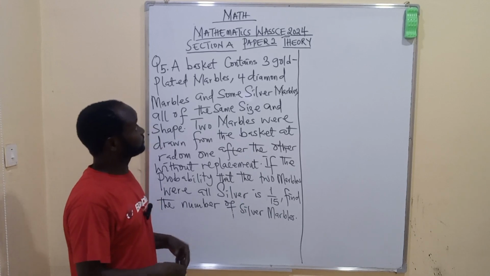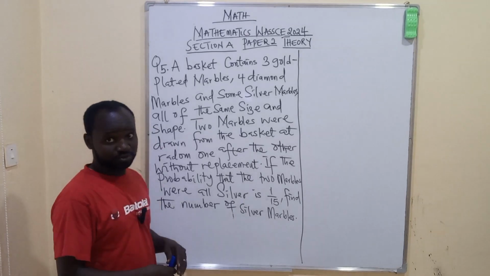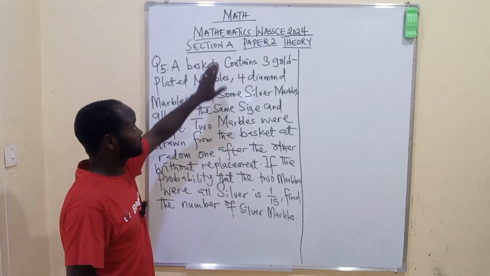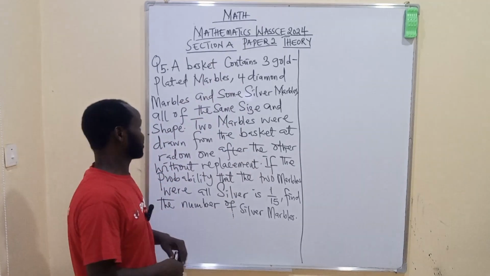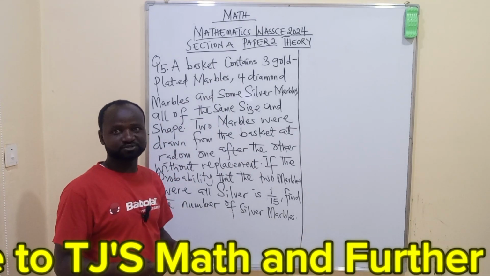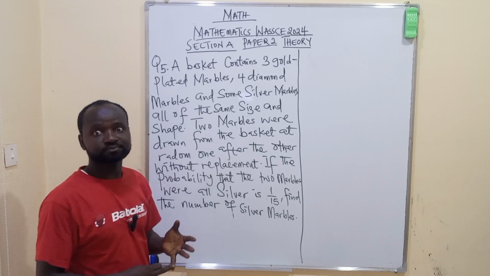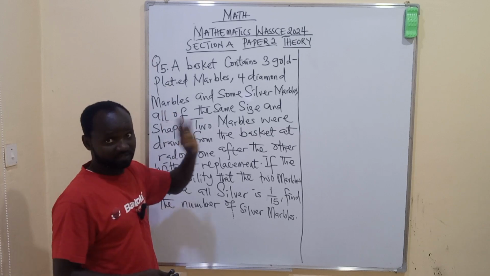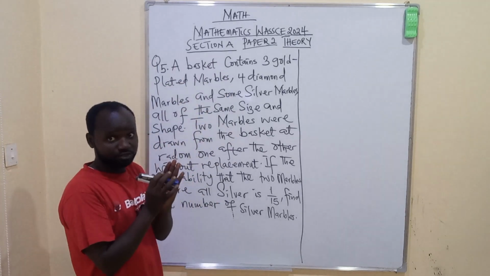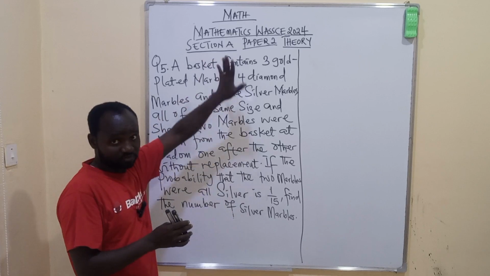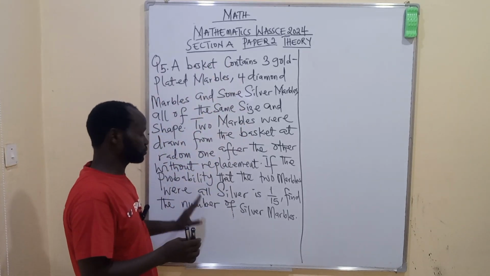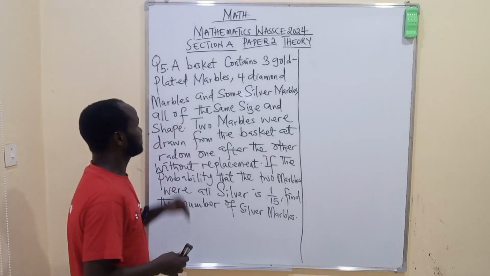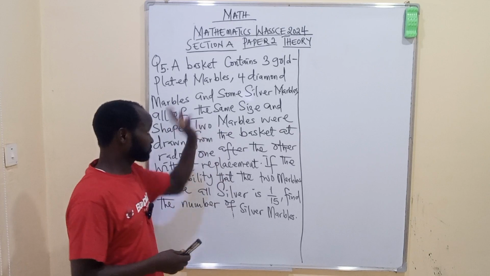In today's presentation, we continue with our solutions to questions from WASSCE 2024 Mathematics, Section A, Paper 2, the theory questions. In my previous videos, I've solved question 1, question 2, question 3, and question 4. This is question 5, the last part in the compulsory part, because there are 5 questions in Section A, and each question carries 8 marks. Come with me as we solve this problem together.